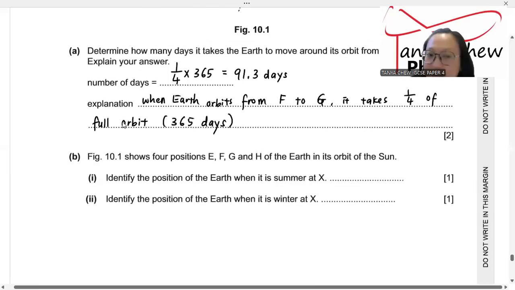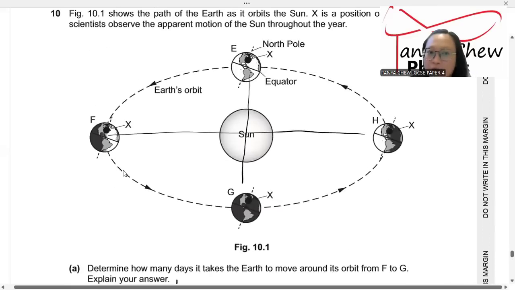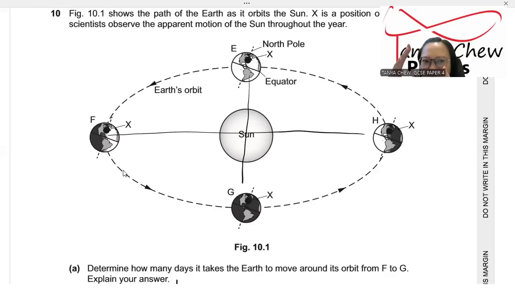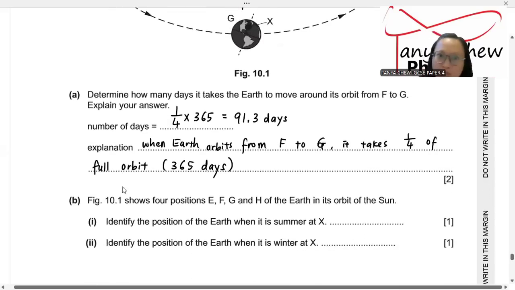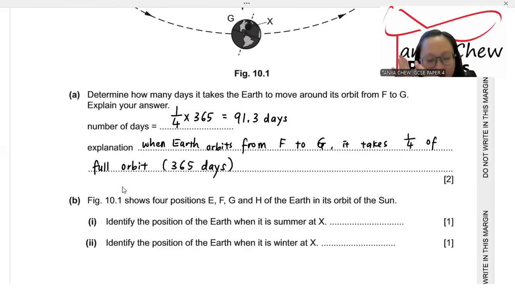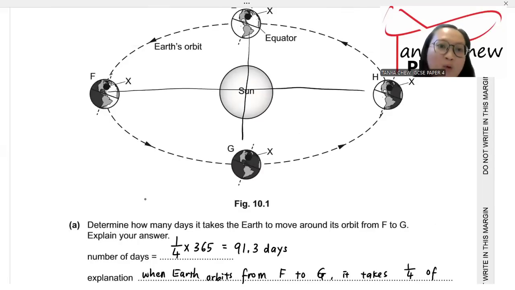Now, B. Fig 10.1 shows four positions, E, F, G, and H of the Earth in its orbit of the Sun. First part, identify the position of the Earth when it is summer at X. If you want to see it easily, look at the location of X. X is more on the northern hemisphere. So if you want it to be summer, then due to the tilting of the Earth, remember, Earth is tilted. When Earth is tilted towards the sun, then position X will experience summer. The people from the country at location X will experience summer.